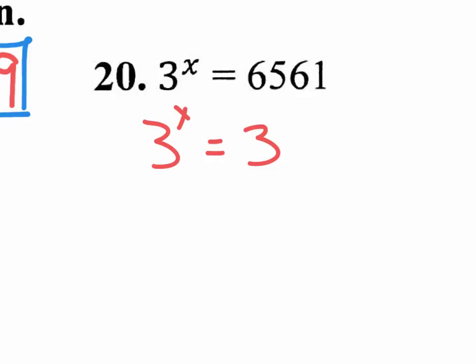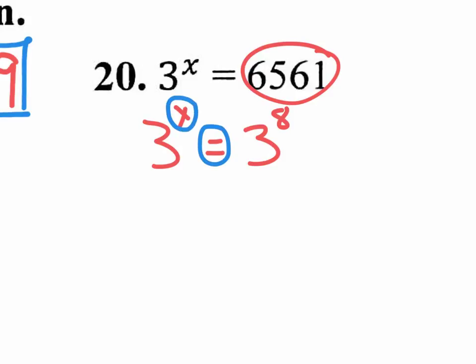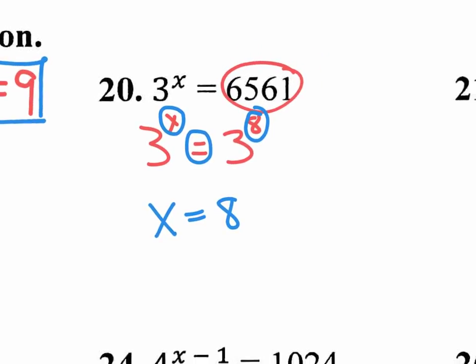Lucky. All right, so we know that this could be manipulated to 3 to the 8th because 3 to the 8th really is 6,561. So now, what is our answer? X equals 8. Once you have the same base, you could ignore the base, and that'll be your answer. Whatever's left over, the exponent equaling the exponent. Make sense?